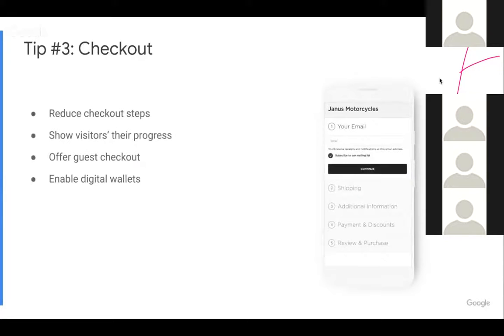And finally, you can enable digital wallets such as Google Pay or Apple Pay for a truly frictionless experience. This example is from Janus Motorcycles. They have a clear checkout that shows customers their progress and next steps.